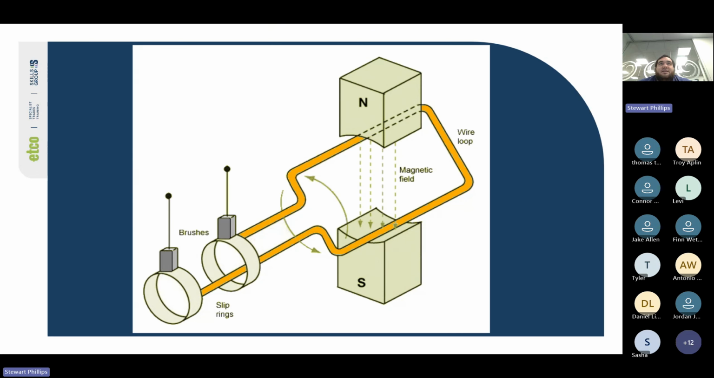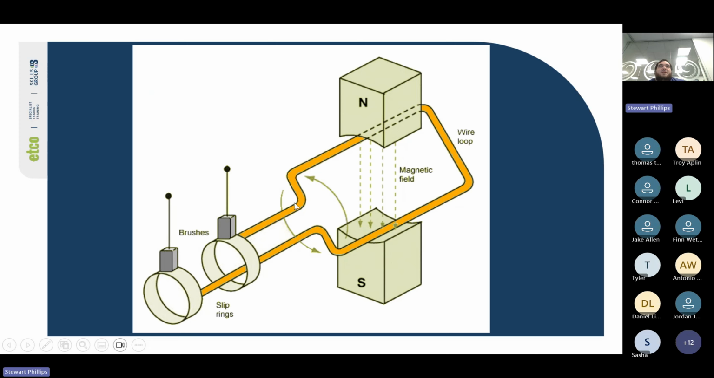So this is what your basic one loop alternator looks like. As you can see, one of the main differences between your generator and your alternator is we have slip rings instead of a commutator. This slip ring here is always connected to this end of the wire, and this one connected to this end of the loop. As the loop rotates and that current goes backwards and forwards, we get our alternating current. So this is a very inefficient alternator, seeing as we only have one wire loop.